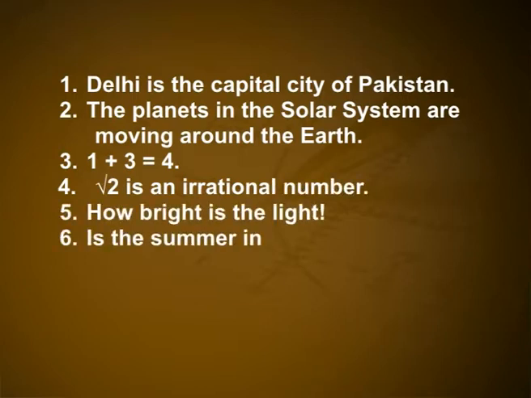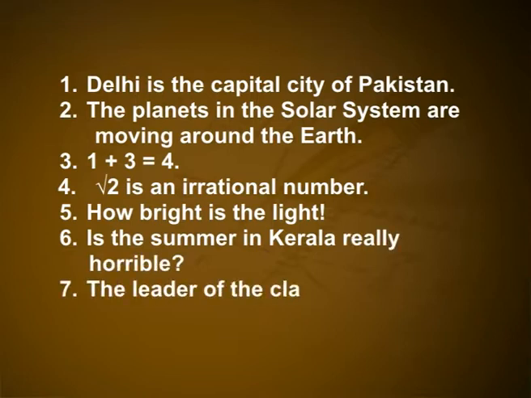How bright is the light? Is the summer in Kerala really horrible? The leader of the class is very smart. The statements 1 to 4 are propositions. The first two of them return truth value false and the next two return truth value true. The last three are not propositions since one of them is an exclamation, the other is a question, and the truth value of the last may vary according to the person who evaluates it.